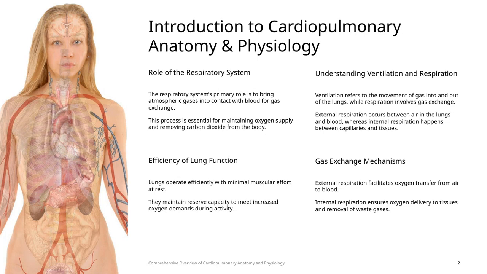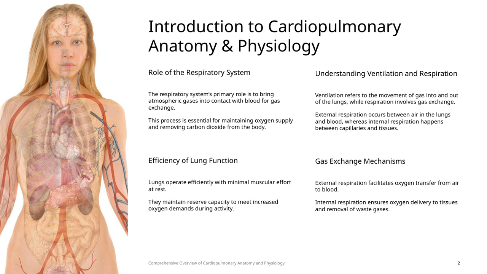Let's take a closer look at the comprehensive overview of cardiopulmonary anatomy and physiology. Starting with the role of the respiratory system, its primary function is to bring atmospheric gases into contact with our blood to facilitate gas exchange. This process is vital because it maintains our oxygen supply and helps remove carbon dioxide from the body.